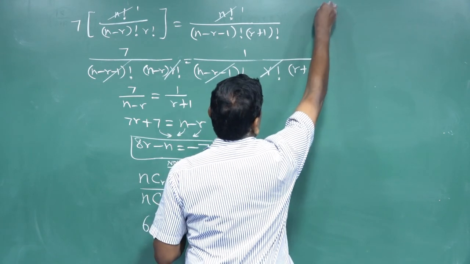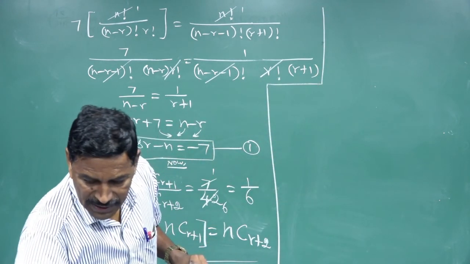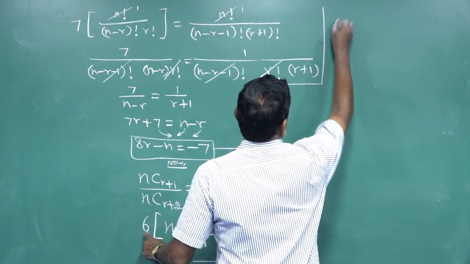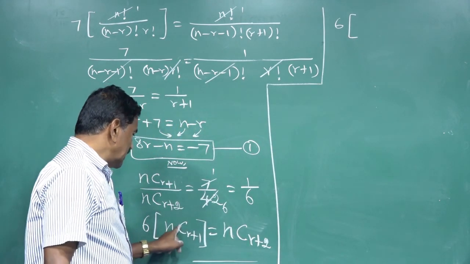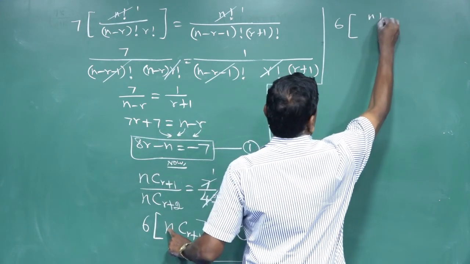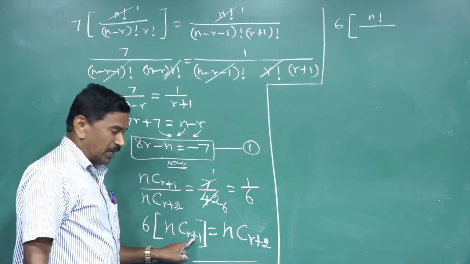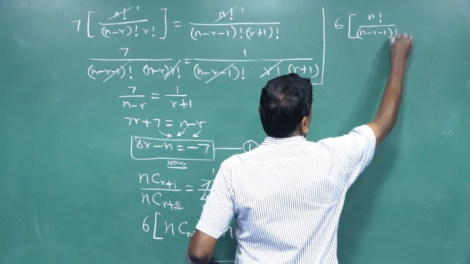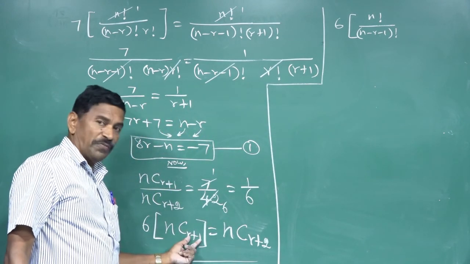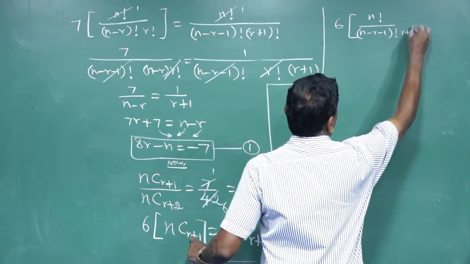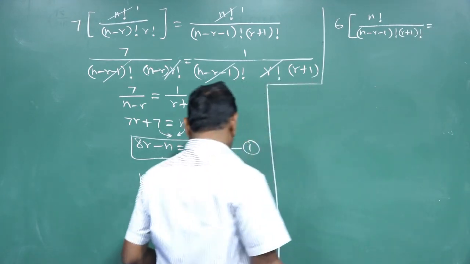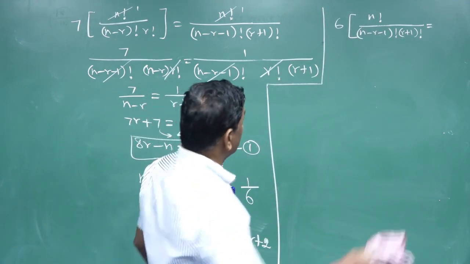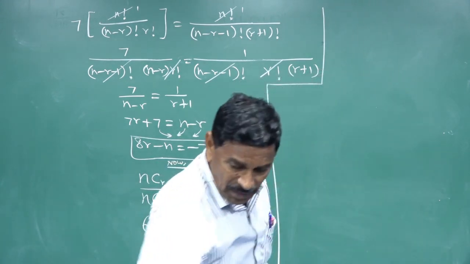Listen, I want to use the nCr formula. We know that nCr is equal to n factorial over n minus r factorial times r factorial, which means 6 into bracket, nCr plus 1: first number n, therefore numerator n factorial, divided by first number minus suffix number, n minus r minus 1 factorial, and suffix alone, r plus 1 factorial, which is equal to nCr plus 2. Because the place here is not enough, that is why I am writing downwards.